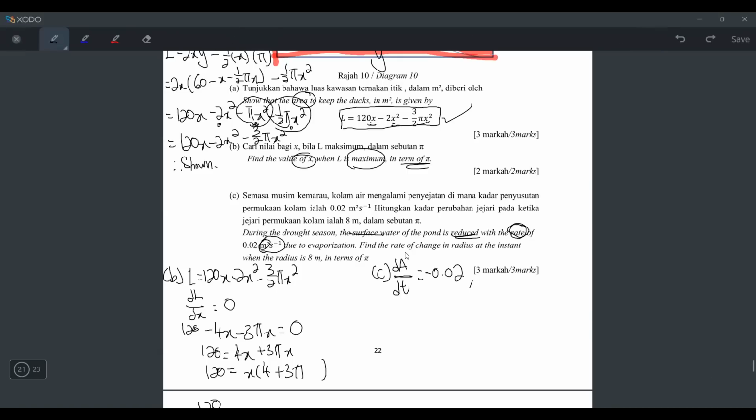And then they say find the rate of change in radius. So rate again, you see the word rate. So dr over dt, but they want you to find it. So this is your final answer, so I'll put the question mark. At the instant when radius is 8 meters, so r equals 8. Find in terms of pi. So they want to find dr/dt, but in terms of pi. So let's not press the pi later.